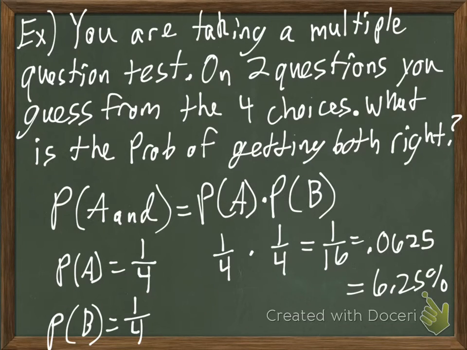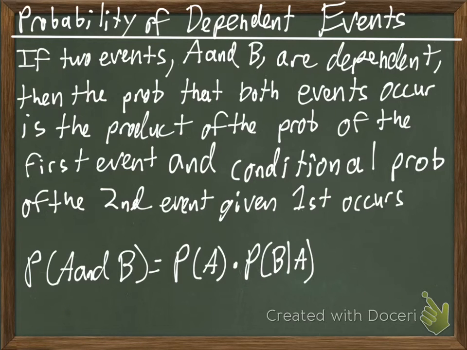Okay, so now we're going to do the probability of dependent events. This one's even longer than the last definition. So if you have 2 events, A and B, that are dependent, then the probability that both events occur is the product of the probability of the first event and the conditional probability of the second event given the first occurs. So the probability of A and B occurring with a dependent event is the probability of A times the probability of B given A. So that slash means A, given.